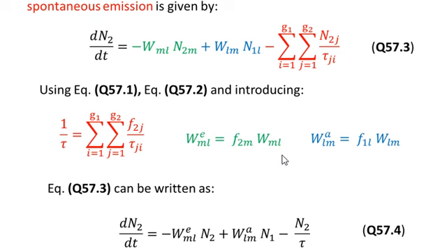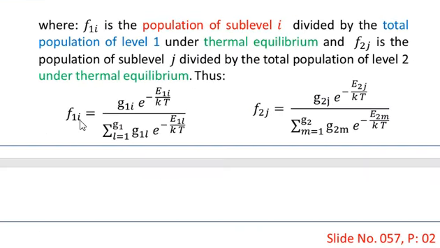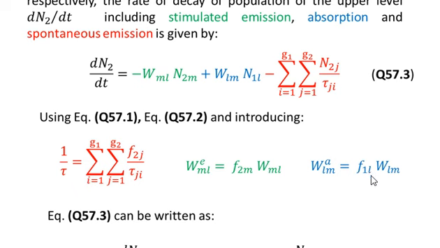So we have F2M multiplied by WML, where WML is the transition rate from level M to L. And similarly we can replace WLMA, that is the transition rate from sub-level L to sub-level M, and A stands for the absorption. So this is the absorption rate from sub-level L to sub-level M, equal to F1L multiplied by WLM. You know that F1L has the same meaning as we have assigned to F1I. Here I is the sub-level of level number 1, and here L is the sub-level of level number 1, and we have WLM.